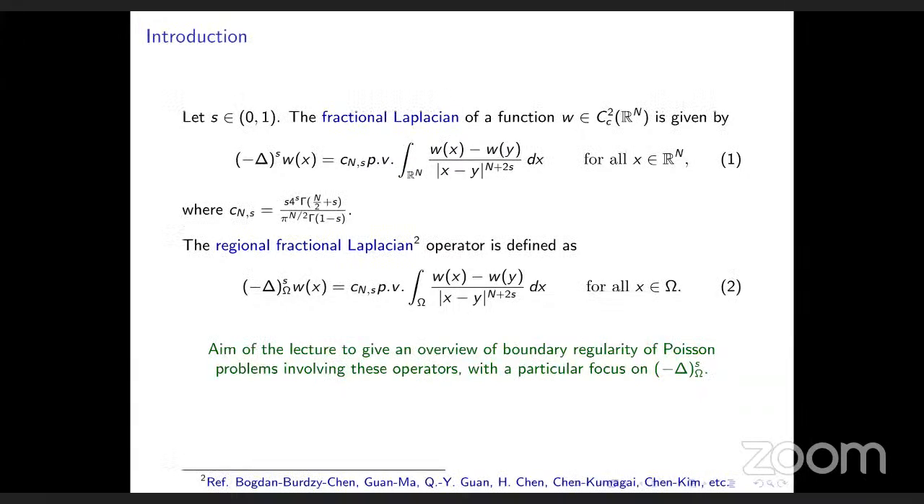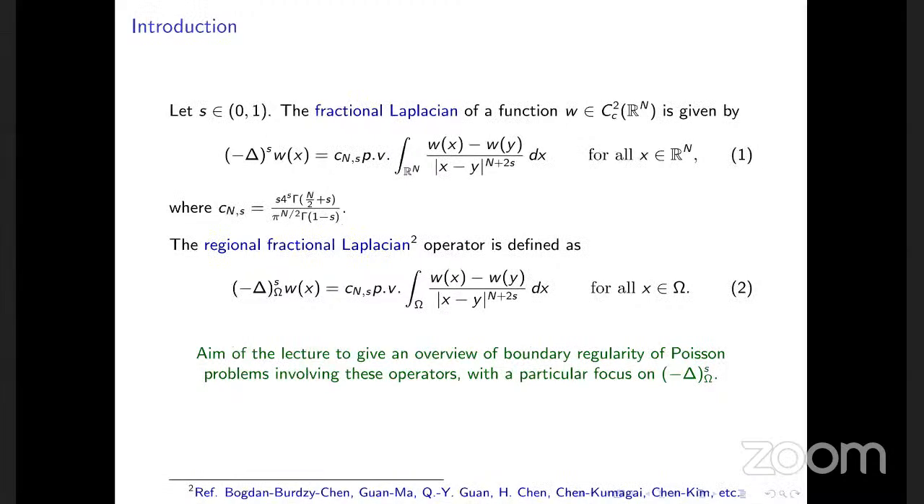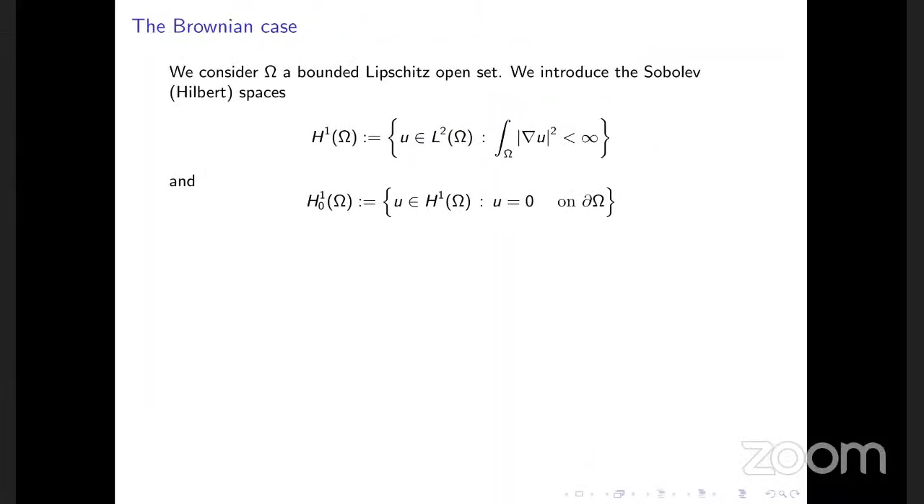In the Brownian case, this is well known. Let me introduce and consider omega, an open elliptic set, and I think many of you are already familiar with these spaces. I introduce the Sobolev spaces H1 and H10.